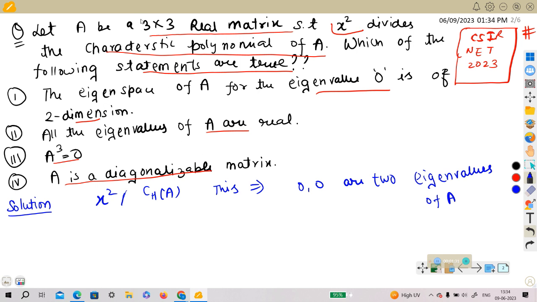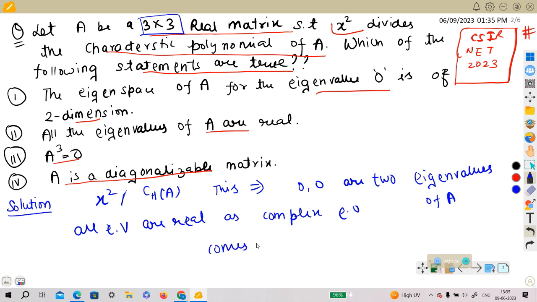matrix. So the third eigenvalue must be real. So all eigenvalues are real because complex eigenvalues come in pairs. So all eigenvalues are real. This option is correct.